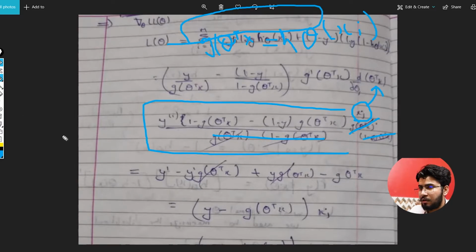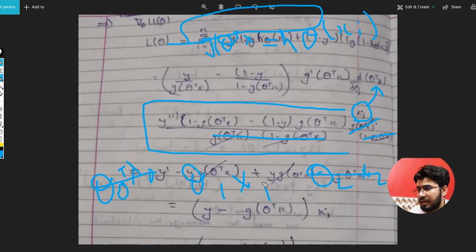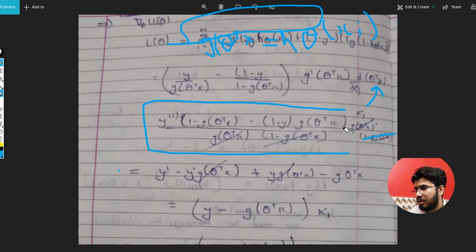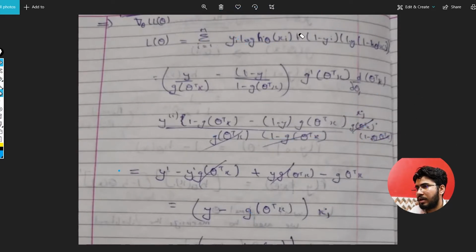So theta transpose x is theta 0 x0 + theta 1 x1 + theta 2 x2. If we are differentiating with respect to, let's take theta 1, every other value is going to be 0, and the derivative of this is going to be x1. This one I can change with this or this, so that's why I'm taking it as xj. I hope it is clear how it is going on right now.